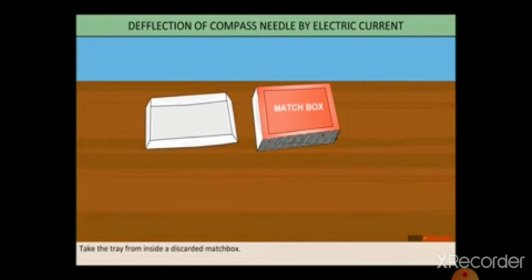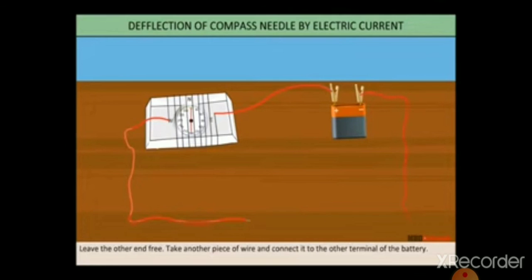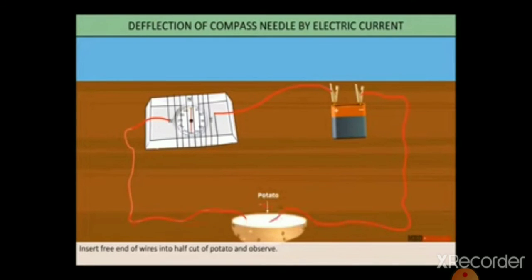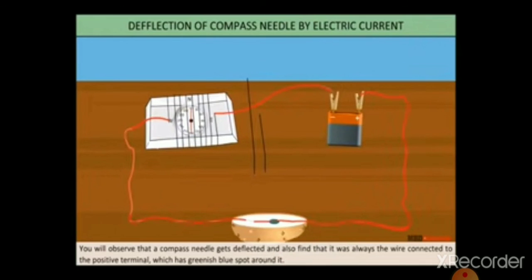So for the deflection of compass needle by electric current, wrap an electric wire a few times around the tray, as you can see in this animation. So after this, place a small compass needle inside it, and now connect one free end of the wire to the terminal of the battery and leave the other end free, and take another piece of wire and connect it to the other terminal of the battery. Insert the free end of the wire into a half cut potato and observe. You will observe a compass needle gets deflected, and also find that it was always the wire connected to the positive terminal which had a greenish blue spot around it.